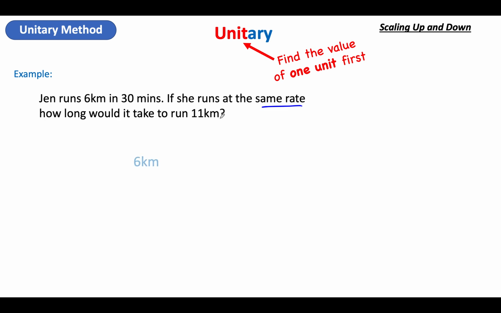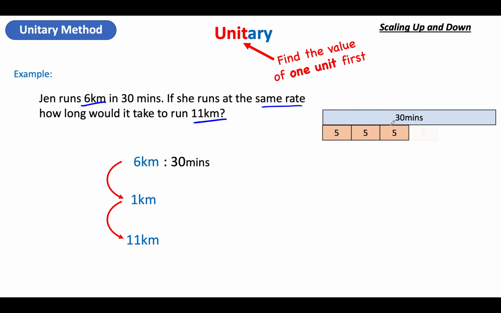Well, let's write this down. First of all, 6 kilometers to 11 kilometers. So it's the kilometers that is the bit that I'm going to use to do my scaling. I'm going to start at 6, go down to 1, and then back up to 11 afterwards. And that's going to determine what maths I'm going to do. Right, now 6, we know, is 30 minutes. It says so in the question. How do I go from 6 down to 1? Well, I divide by itself.